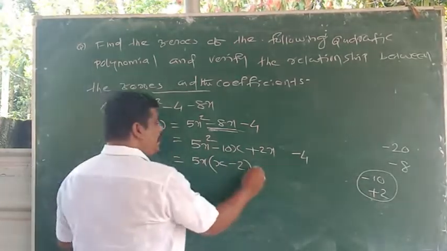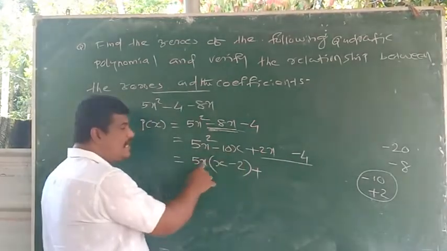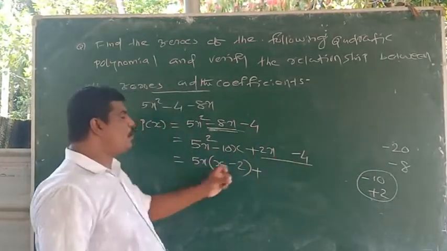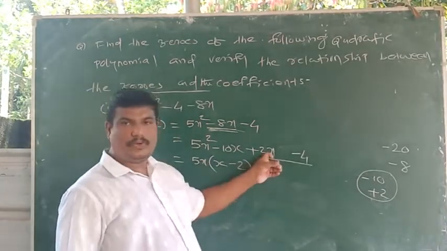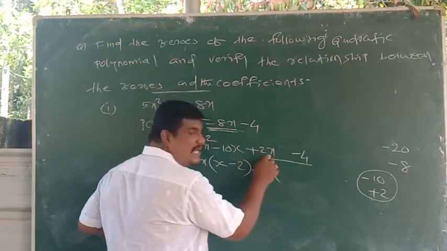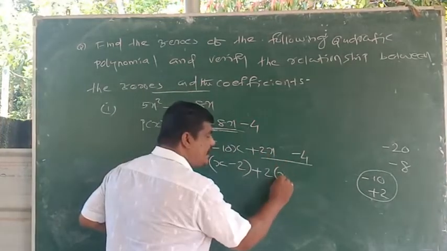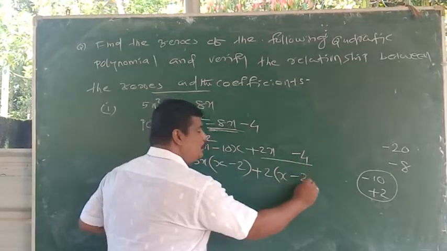Yes. Next two terms. For the first two terms the maximum common is 5x. For the next two terms, what is the maximum common of these two? 2. Okay, it is 2, it is also 2. So 2 is the maximum common. Balance here x. Here the balance is minus 4. 2 is common. Balance minus 2.